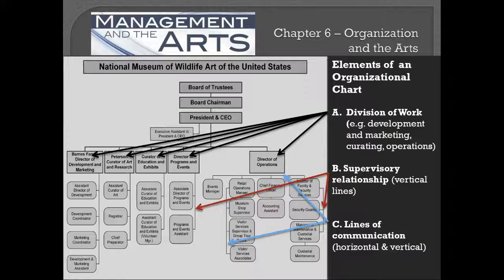And this is the director of operations. This is the person that keeps things going day to day, right? All of these people are day to day, right?